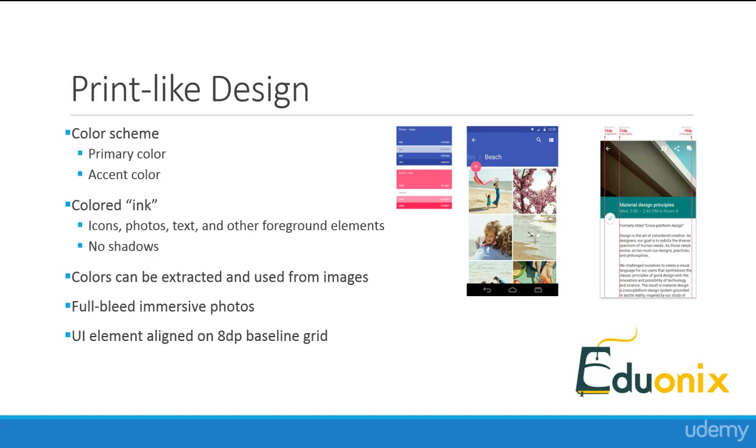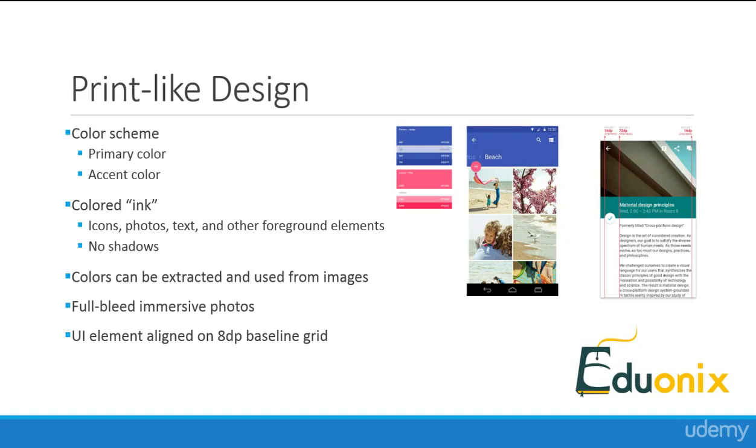In the left example, we see the primary blue color used for the app bar section and title of the activity, and the pink accent color used for the floating action button in order to accent it against the primary color. Icons, photos, images, text, and other foreground elements are colored ink on their surfaces. They don't have shadows and don't use gradients. Colors extracted from images can be used to color adjacent UI elements or surfaces. In code, this can be done by using the palette support library.